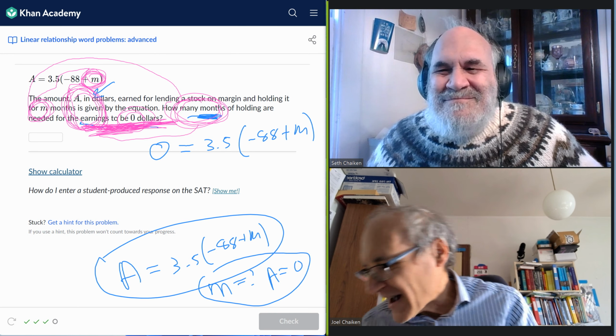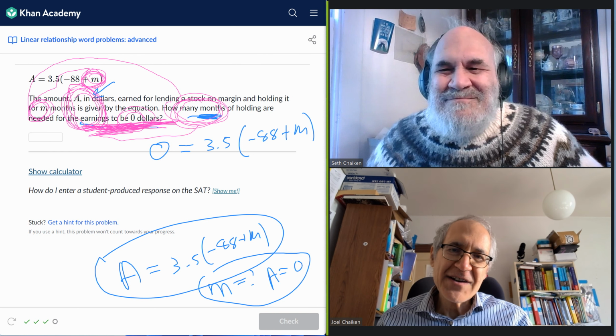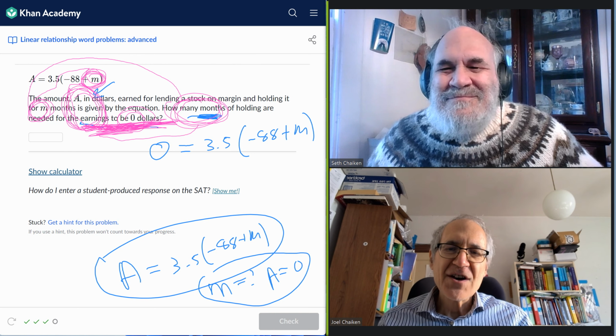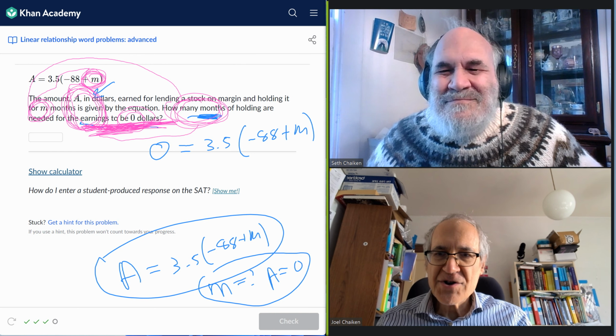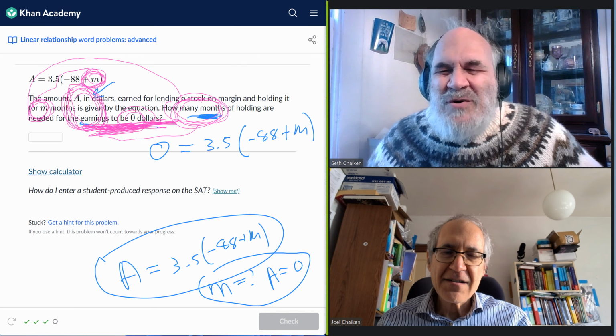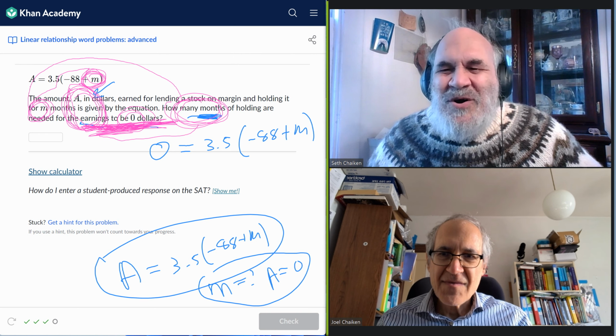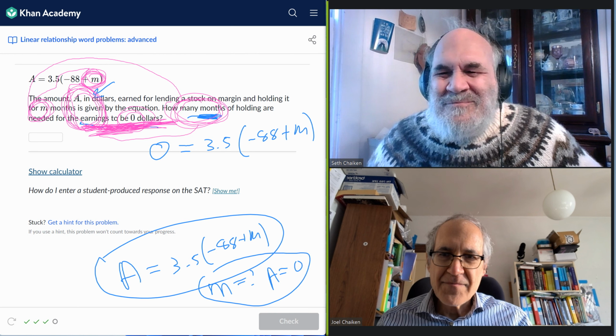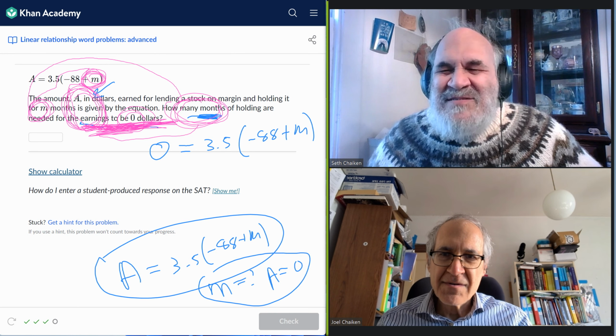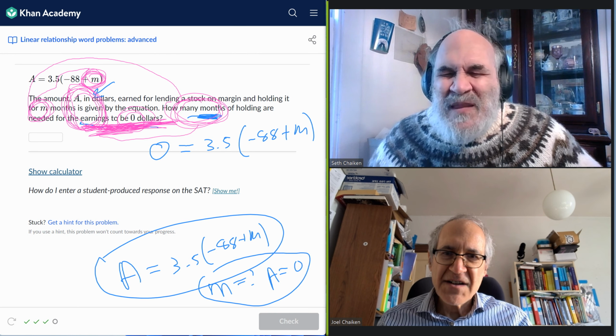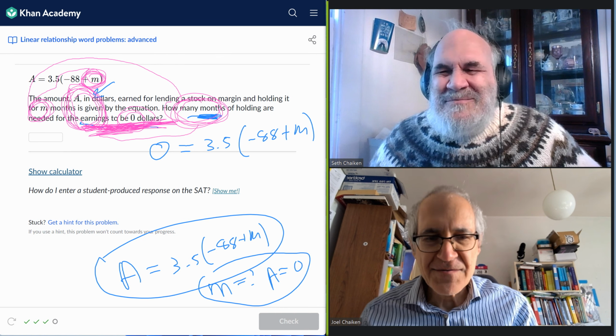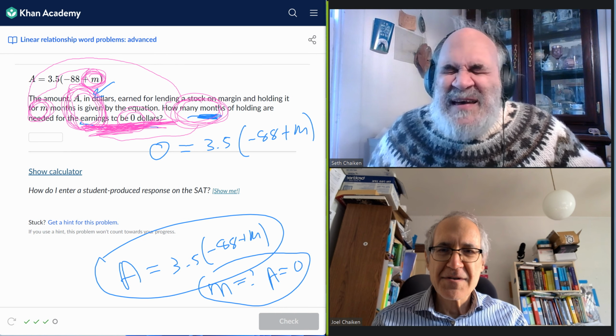I'm just trying to understand this problem. What it's essentially saying is after 88 months, you earn $3.50 a month by holding it on margin. That's essentially what it's saying. No, you earn a negative. You lose money. Your earnings are negative. And then they get less and less negative until 88 months pass, in which case you're even. And then after that, your earnings become positive. Right, you're earning $3.50.